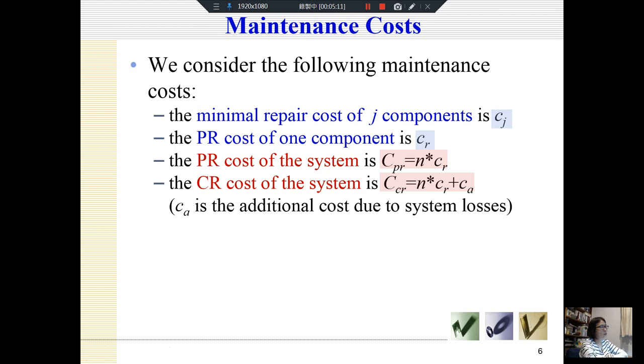In this paper, we consider the following maintenance costs. CJ is the minimal repair cost of j components. CR, the PR cost of one component, is CR. CPR is the PR cost of a system and is equal to N star CR. CCR is the cost of corrective replacement of the system and is equal to N star CR plus CA, where CA is the additional cost due to system losses.